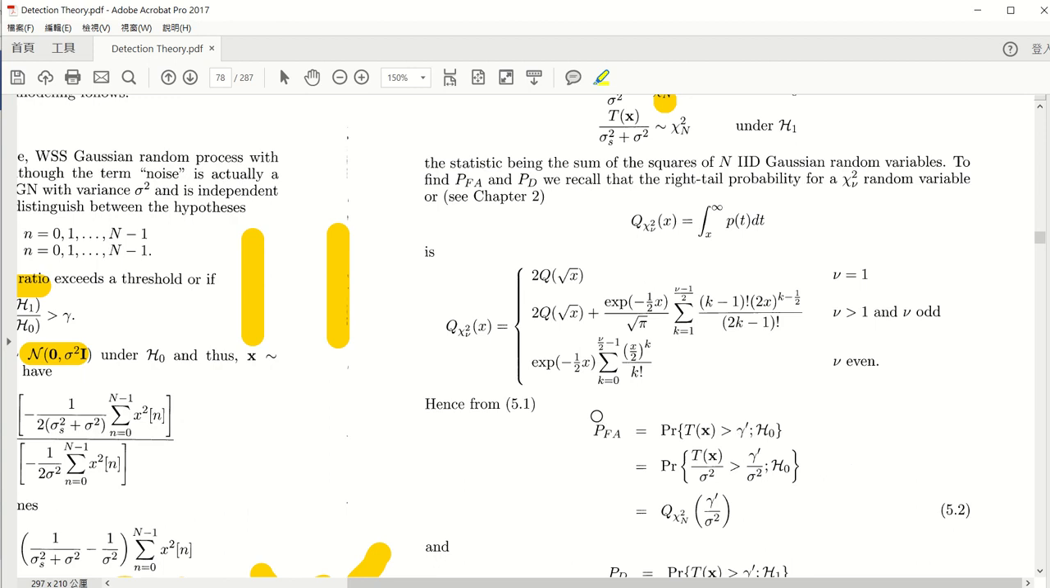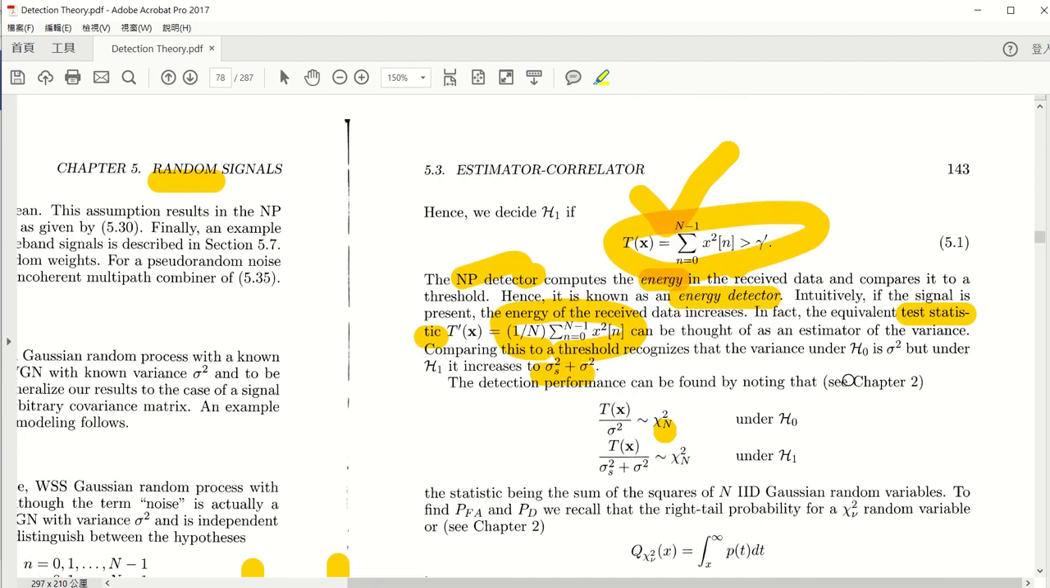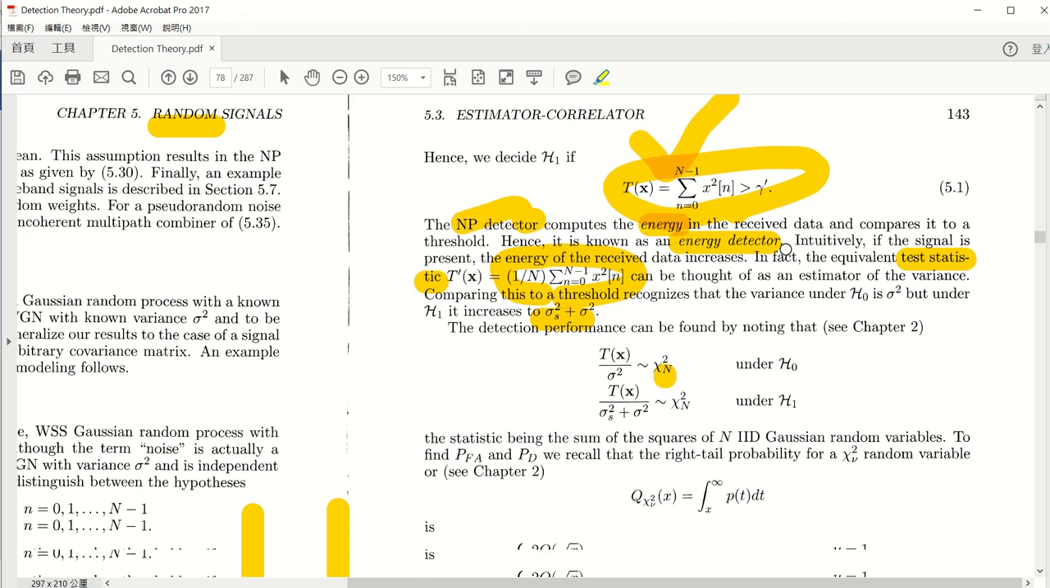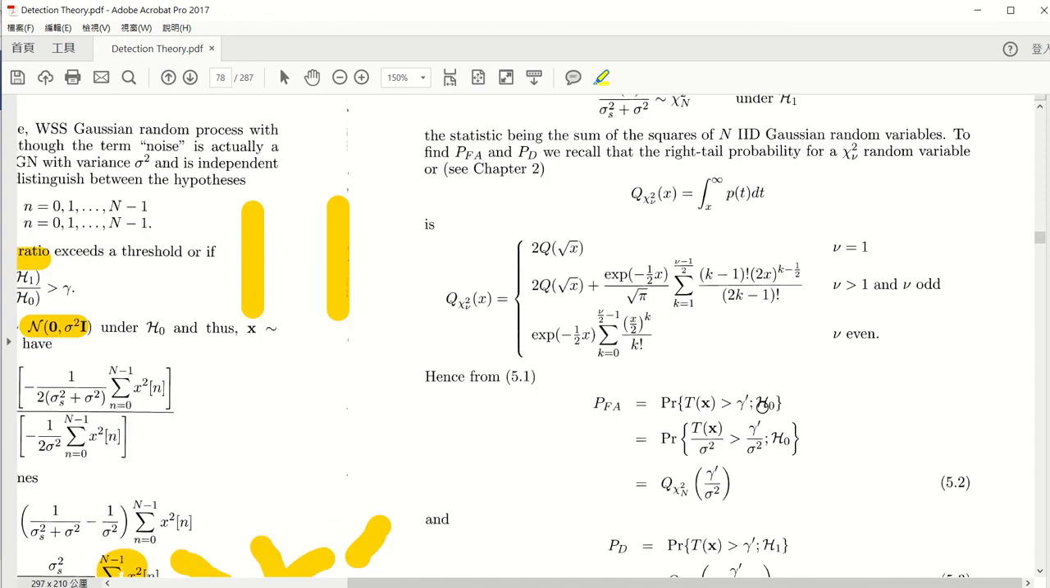we will have PFA equal to the probability of T of x larger than gamma prime, conditioned on H0. How come? Think about this. If T of x is larger than gamma prime, then we will decide H1, right? But conditioned on H0, we decide H1. That is exactly the definition of probability of false alarm. So that is the false alarm probability.